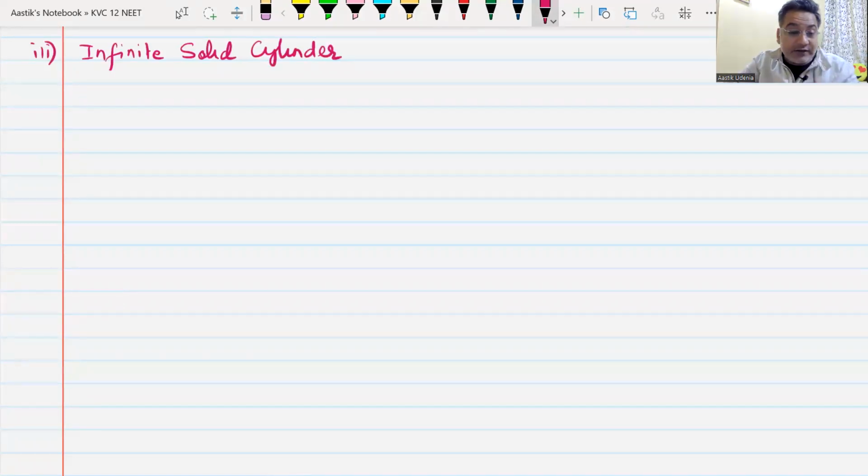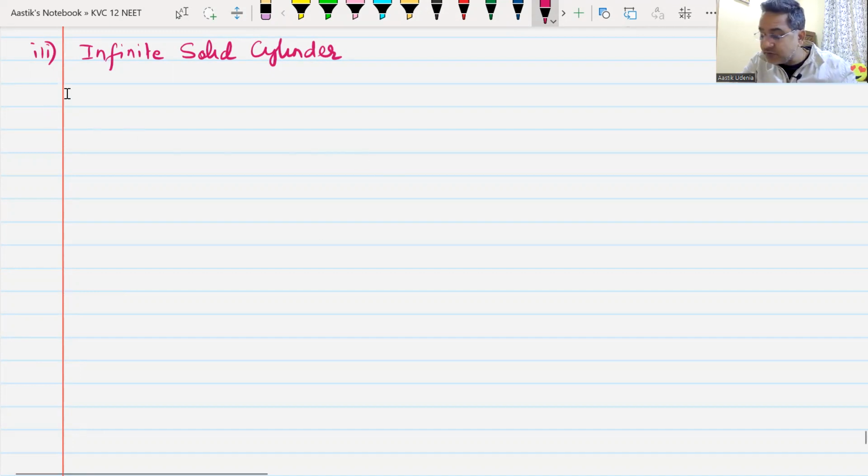Now, if I have an infinite solid cylinder, then it will have current which is coming inside as well. Yes or no? Yes, sir. Current comes inside as well as outside. So the magnetic field will not be 0 inside also.